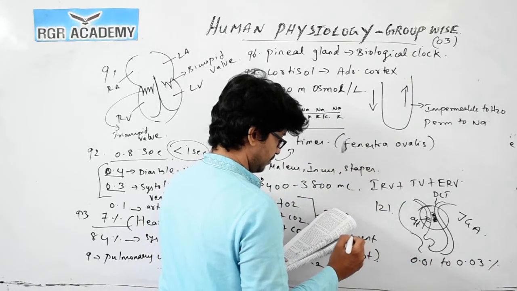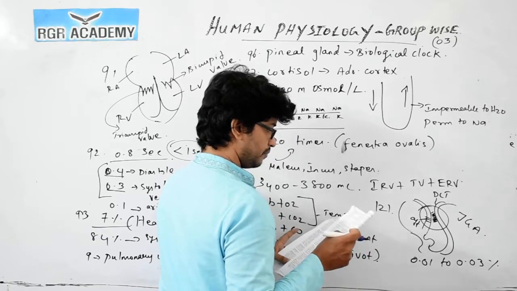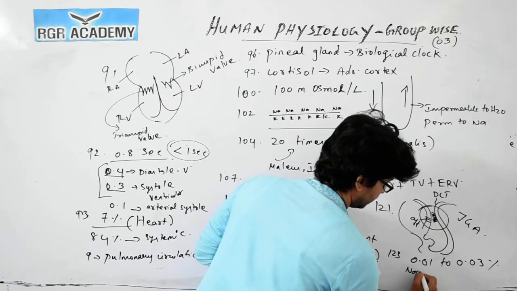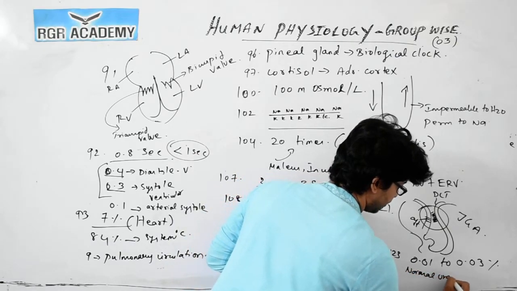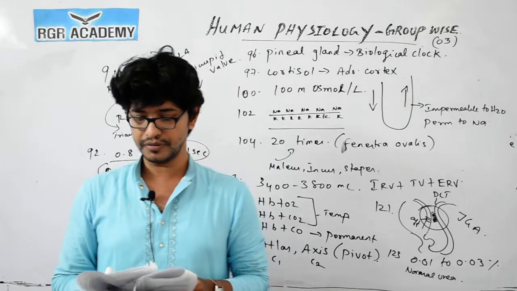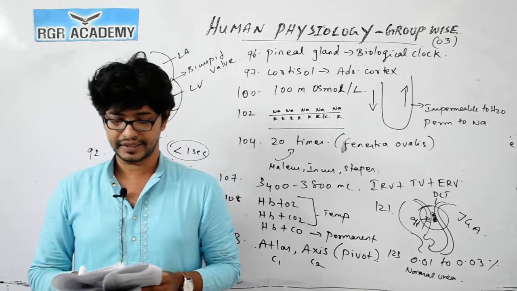This is for question number 123, a normal urea. If it goes beyond this level, this condition we call uremia. Alright guys, so for 123, 1 is the correct answer.